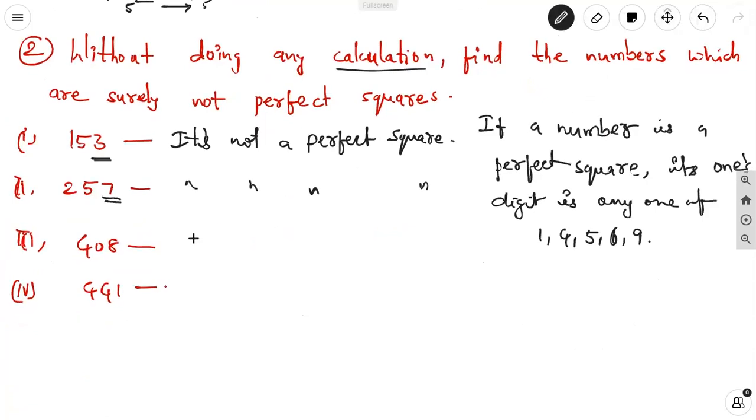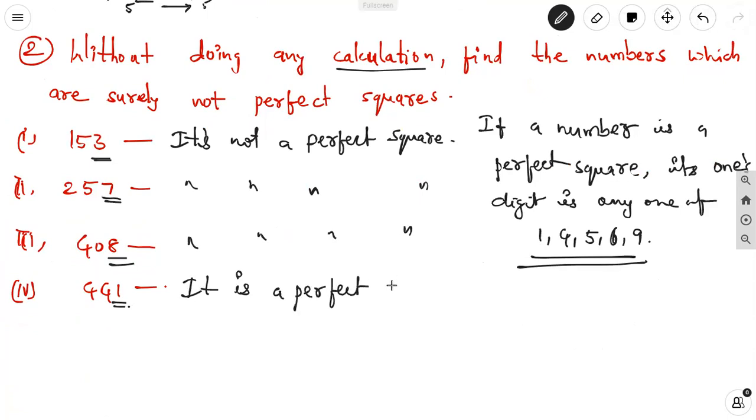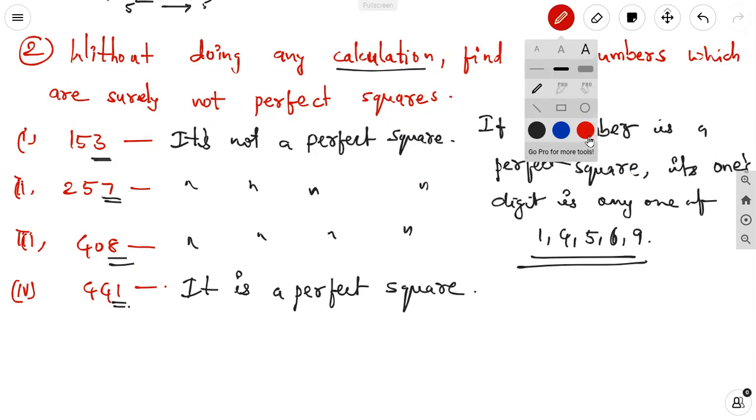Third one, it's 8. 8 also does not belong to 1, 4, 5, 6, 9. So it is also not a perfect square. So here the ones digit is 1. So it is a perfect square. Okay, this is the rule. If the ones digit belongs to any one of 1, 4, 5, 6, 9, we can say that it is a perfect square without calculation. Okay. Next problem.